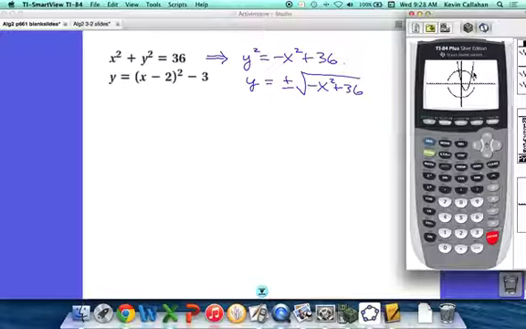Second, trace 5. For the first curve, it's got the parabola. You see it blinking right there. So you say enter. For the second curve, it's blinking on the top half of the circle, which is where we want it. Hit enter. And then we say guess. And it's telling us that intersection point is negative 0.986 for x and 5.9 for y.